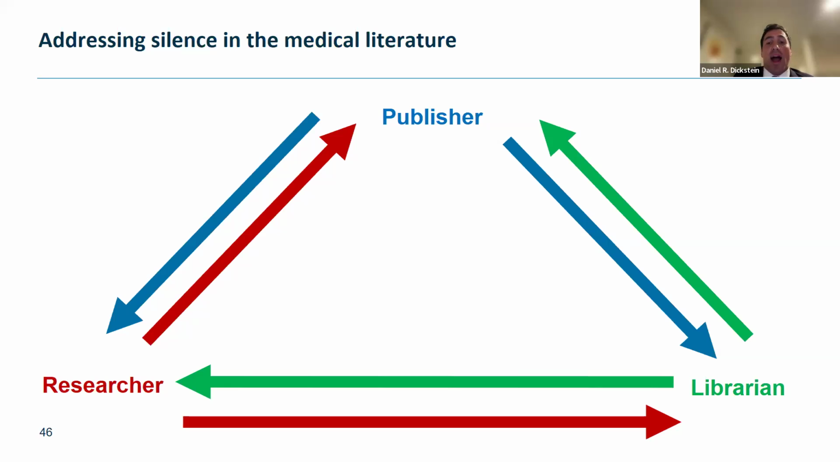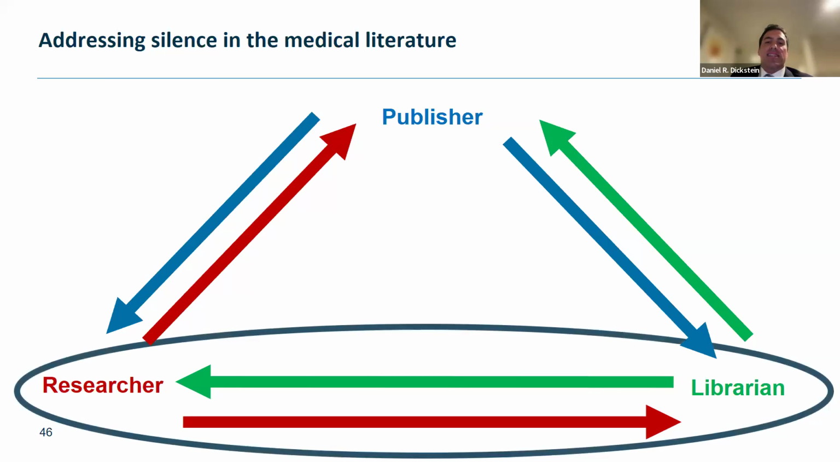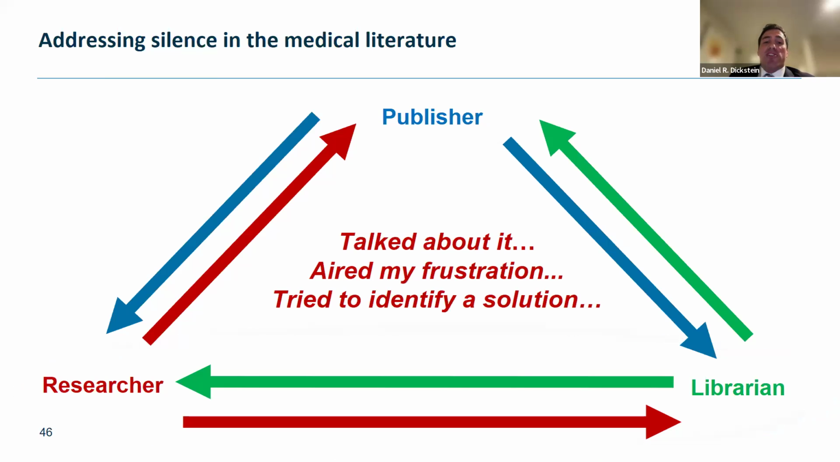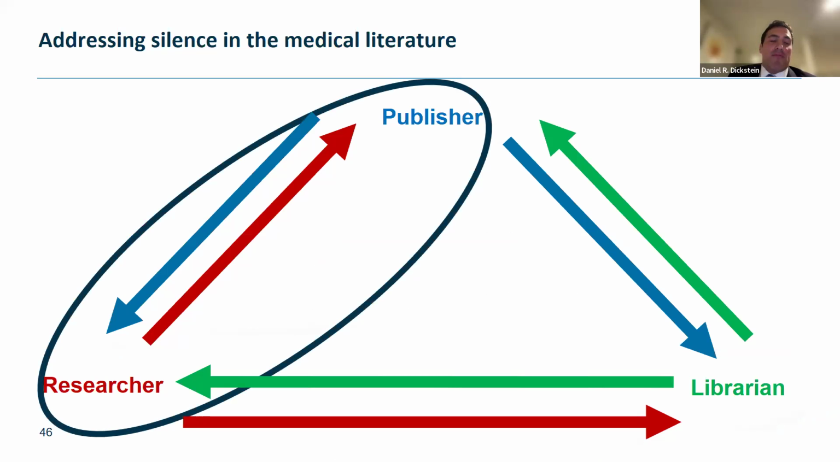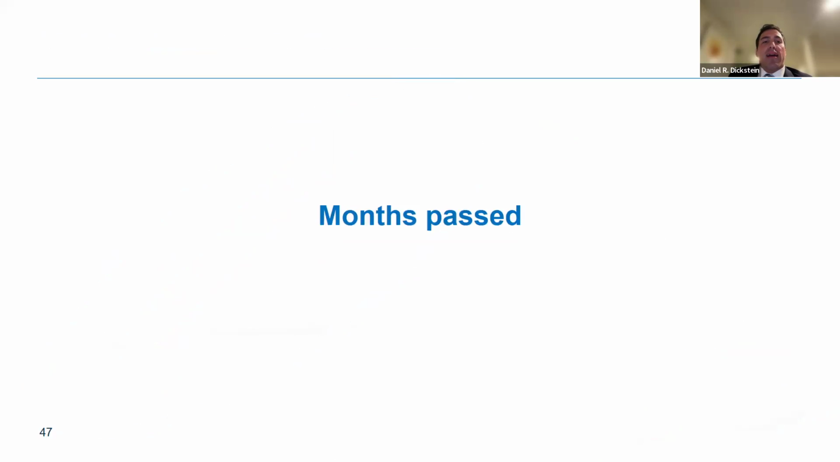So I went to the library, I sought this out, but there really was just nothing out there. I didn't really know how to approach it. I talked to different people and I aired my frustration. I really tried to identify a solution. I'm going to eventually talk about the role of the publisher, but before that, I really want to say that months truly passed.